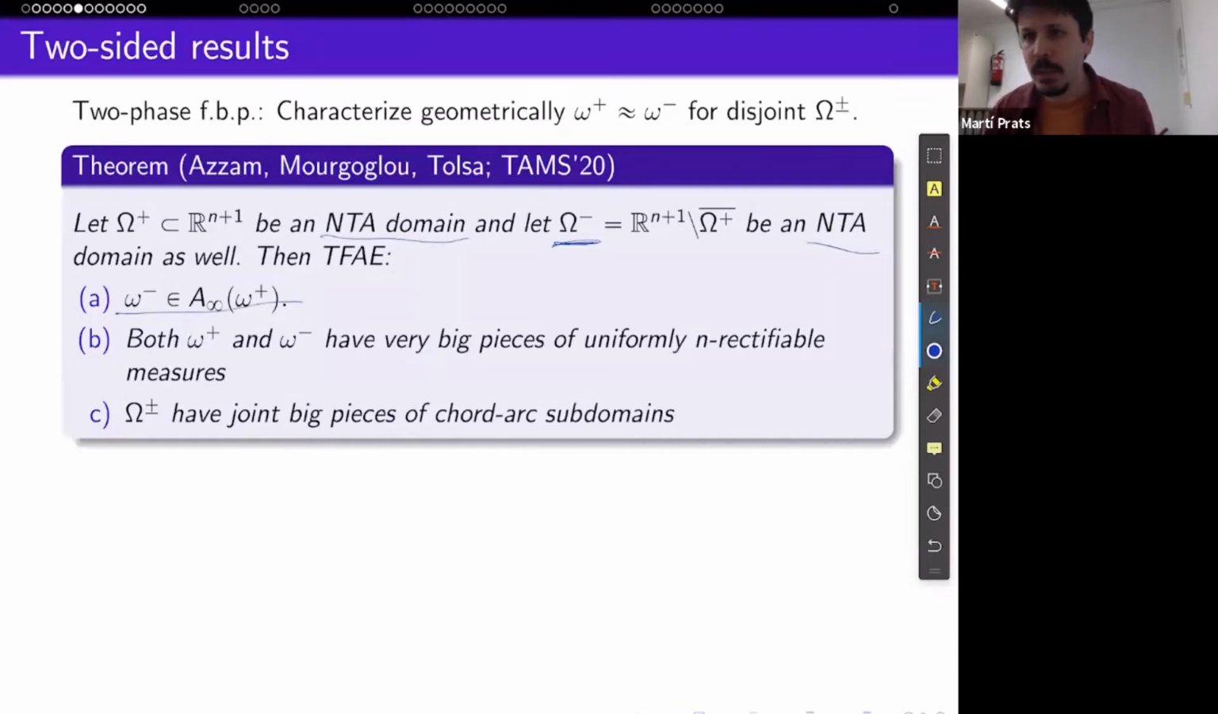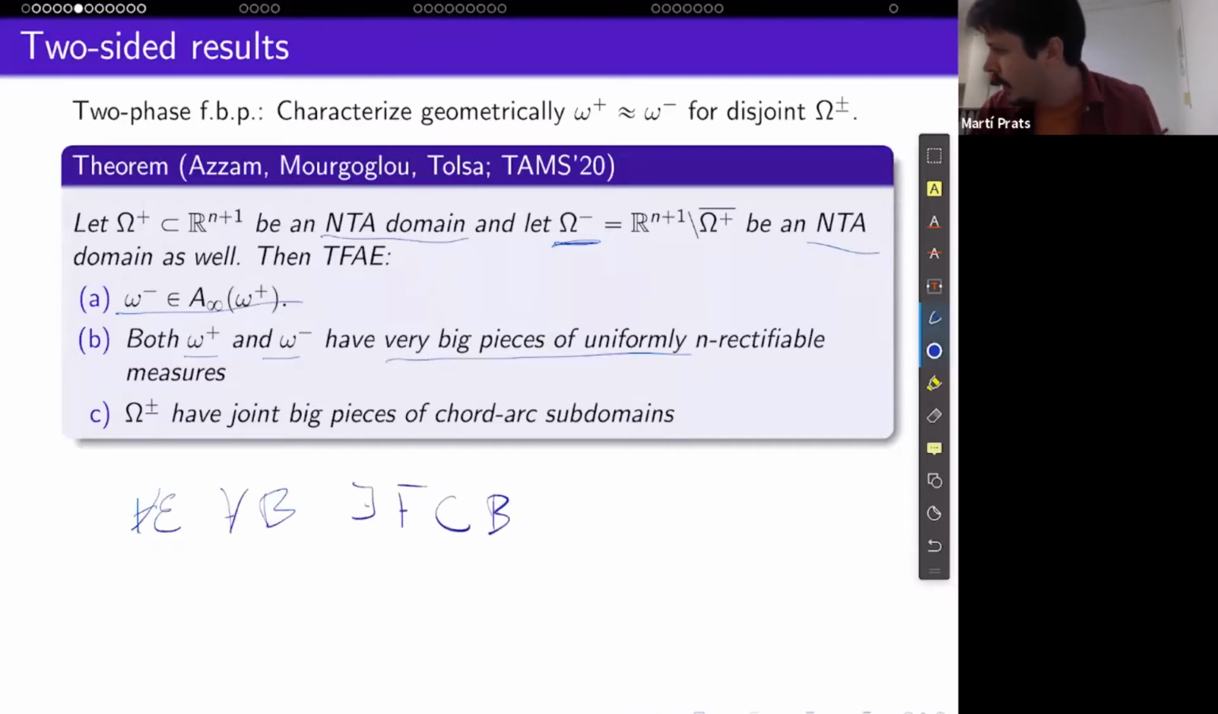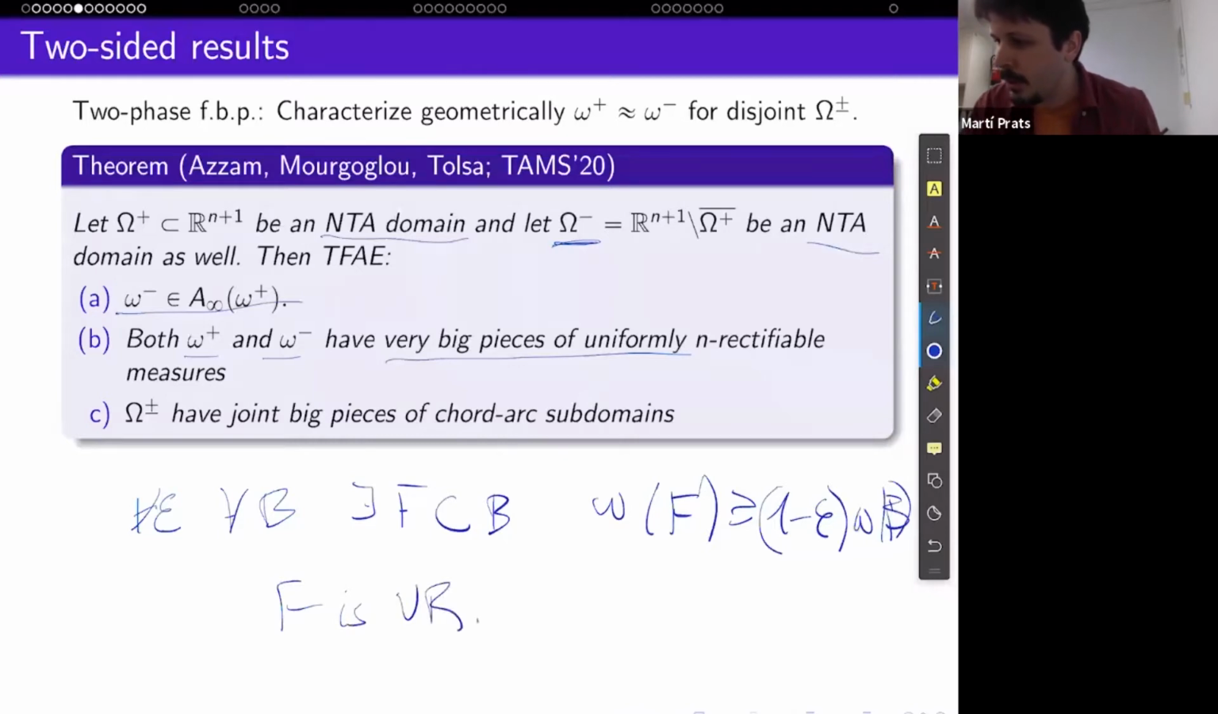You have this A infinity condition of one with respect to the other, which is equivalent to both of the measures having very big pieces of uniformly rectifiable measures. What does this mean? This says that for every epsilon and for every ball, you can find a set F in the ball such that the measure of the set is essentially all of the ball, and satisfying that F is uniformly rectifiable with constants depending on epsilon.